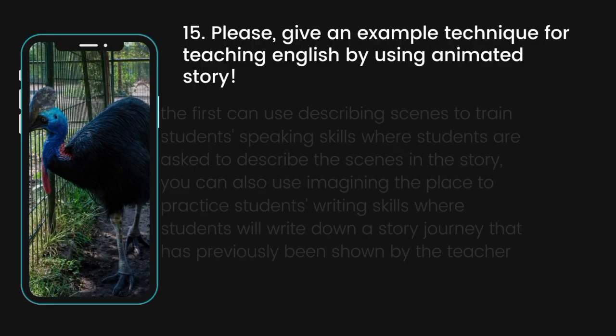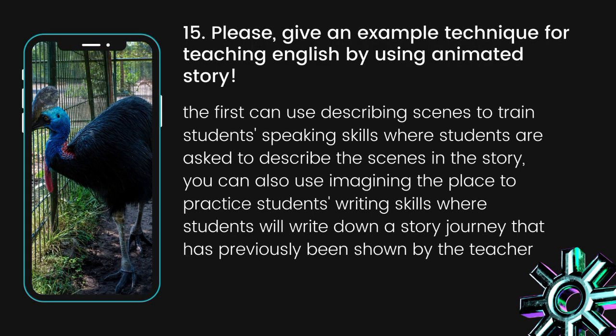The last is number 15. Please give an example technique for teaching English by using an animated story. And the answer: the first can use a describing scheme to train students' speaking skill, where students are asked to describe the scenes in the story. You can also use imagining the place to practice students' writing skill, where students will write down a story journey that has previously been shown by the teachers.